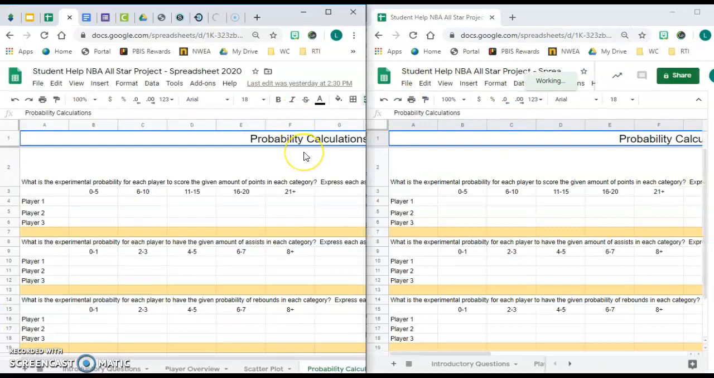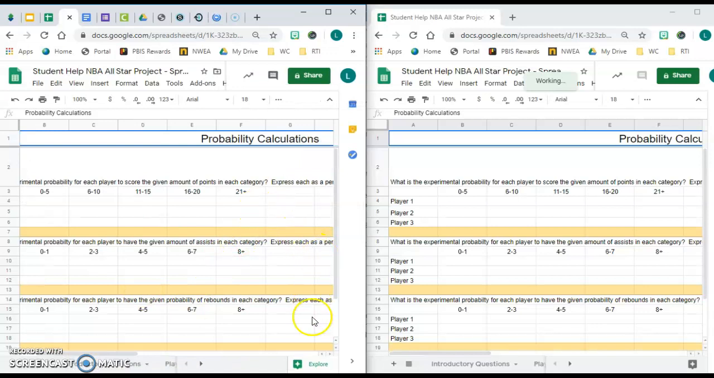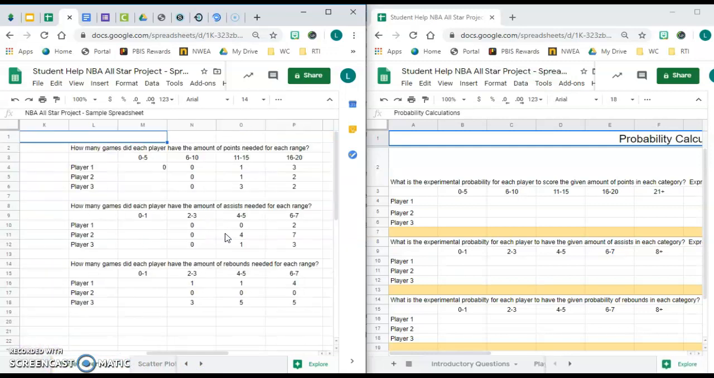This is the easiest way to see both of the different pages, because when we do our probability calculations, we actually are using our information that we found on our player overview. And we're going to scroll over to this table. And so our frequency table, that should be filled out. All of these need to be completed. We are going to use that to find the probability.